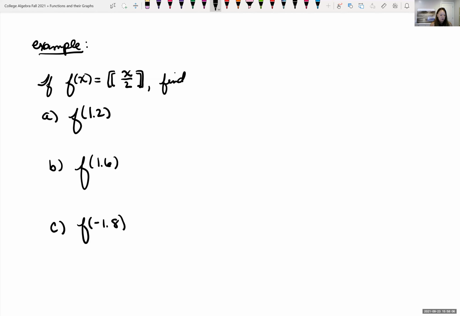So last example on this section, unless you guys have any questions, is: if f of x is equal to the greatest integer function of x divided by 2, we want to find the following. The first one wants us to find f of 1.2. All this is doing is telling us to go into our function, and wherever we see an x, we're going to plug in that 1.2. So we have the greatest integer of 1.2 divided by 2.